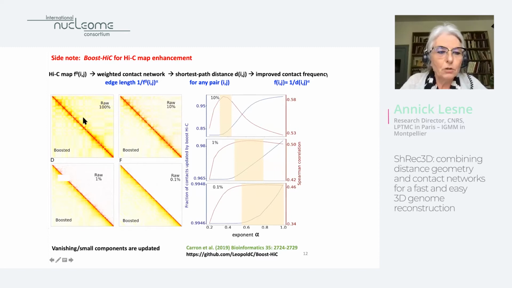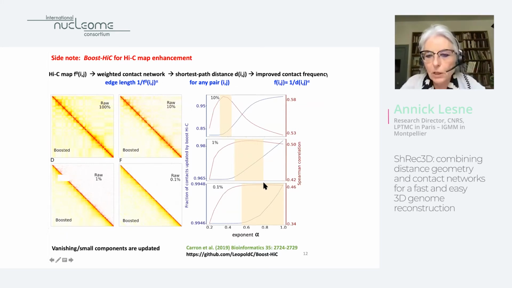You see here the validation has been done by downsampling. So here is an original contact map. Here by downsampling at 10% or 1% or 0.1%, and its reconstruction using this method. On the right, what is represented is the Spearman correlation in red, as a function of the fraction of contacts that are updated according to this formula. And you see that the best results are obtained when all the vanishing contacts are updated and not more. So this gives, on the horizontal axis is the exponent alpha, a way to choose at best the value of the exponent alpha in this formula.